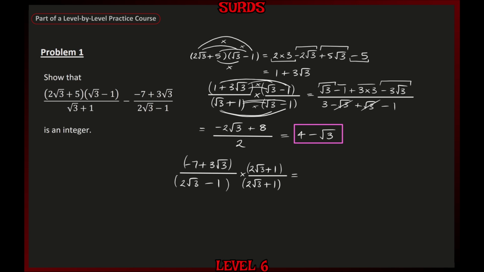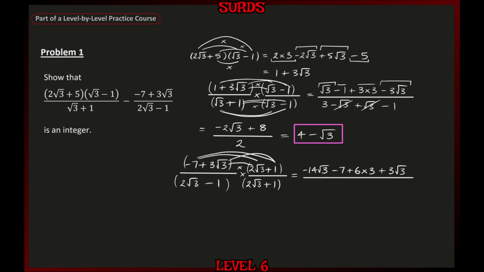So starting with the numerator, we have minus 7 times 2 root 3, which is minus 14 root 3. Next, we have minus 7 multiplied by 1, which is minus 7. Next, 3 root 3 multiplied by 2 root 3. Well, 3 times 2 is 6, so we get plus 6. And root 3 times root 3 is 3. So we have 6 times 3. And finally, 3 root 3 times 1 is plus 3 root 3.